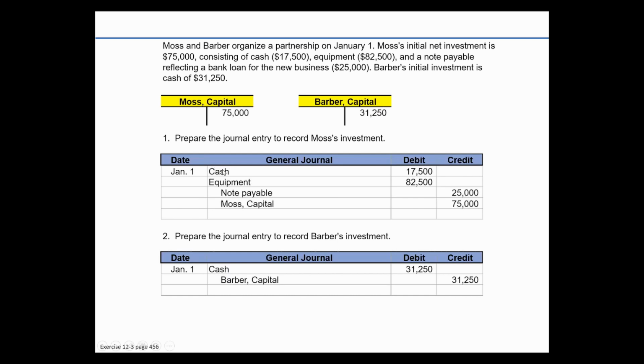And so we will debit cash in the amount of $17,500 because that is the amount of cash that the business is receiving from Moss. And then we will debit equipment in the amount of $82,500 because that is the value of the equipment that the business received. And then we will credit the notes payable in the amount of $25,000. And then we would credit Moss Capital $75,000.